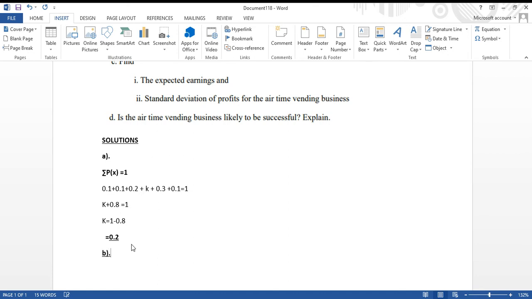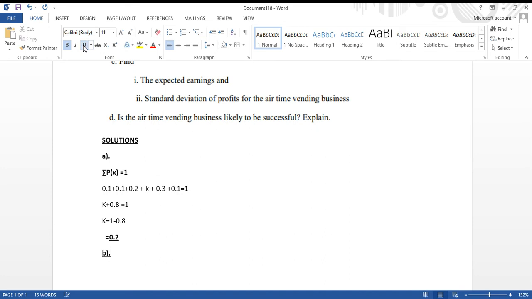So the probability that they make a loss, P(loss), is going to be 0.1 plus 0.1, which gives us 0.2, which can be converted to 20%. Just multiply by 100 and you get 20%.